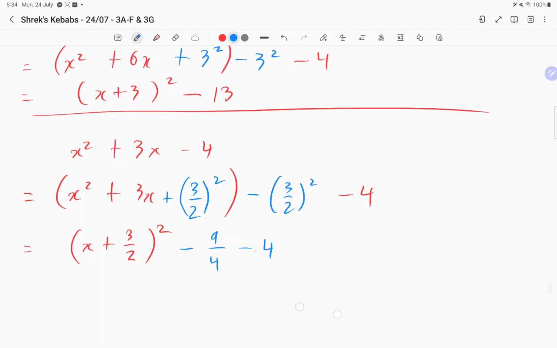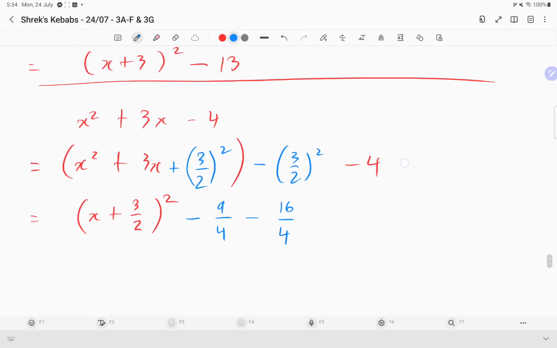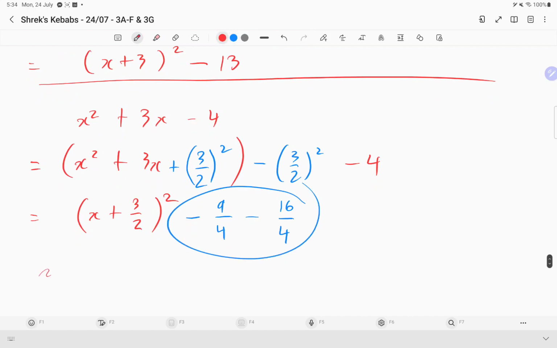So 4 over 1 and then same denominator, which is 4. 16 over 4. Okay, wait, pause. Amani, what's the answer to this part there? Minus what?